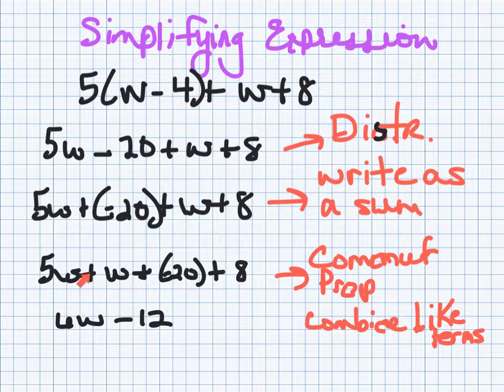Now I'm going to use the commutative property and rearrange this with my like terms. So I have 5w plus the w there plus the negative 20 plus 8. So I've combined my like terms. And then I end up with 5w plus w is 6w. And over here, negative 20 plus 8 is negative 12. So my answer is 6w minus 12.